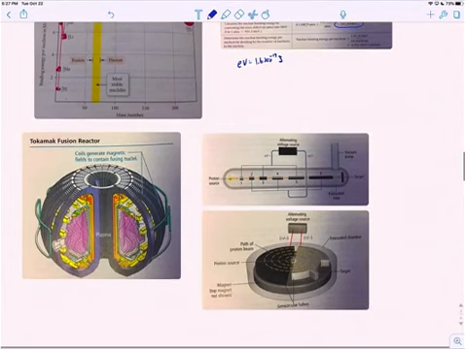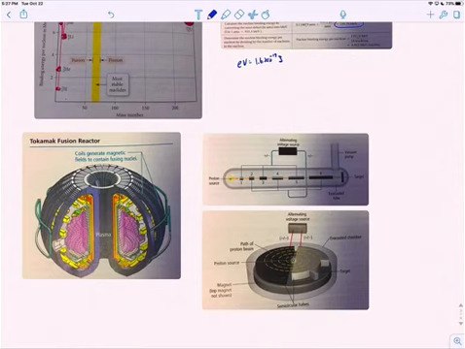Okay, so I mentioned fusion is better. Stars undergo nuclear fusion. Also nuclear weapons, the hydrogen bombs, can undergo nuclear fusion. Some bombs are just fission bombs, but you can have bombs that have nuclear fusion as well. So that's a proven form of nuclear fusion that we have.